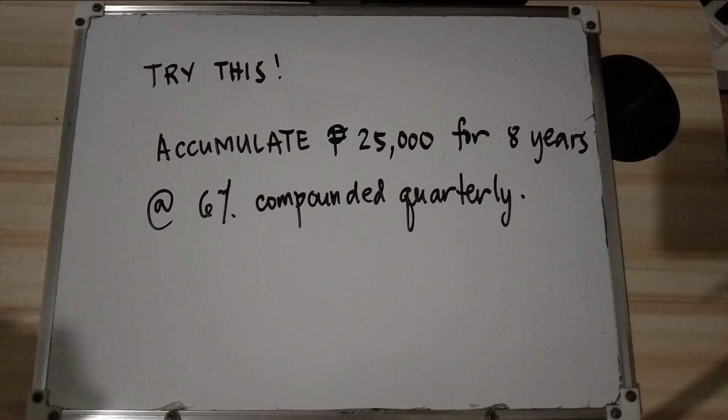Okay, try this. Accumulate 25,000 pesos for 8 years at 6% compounded quarterly.